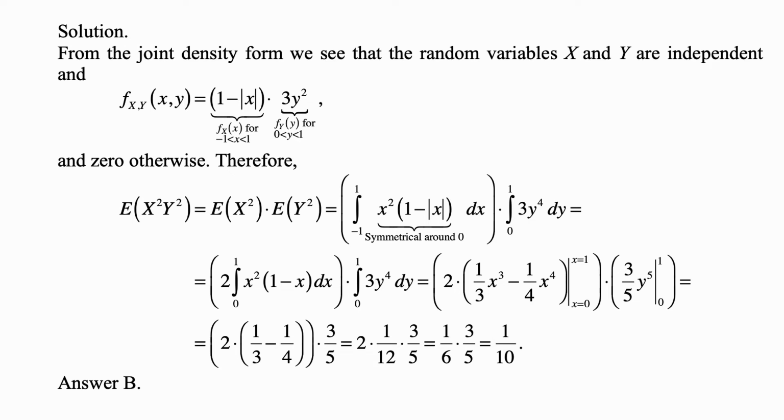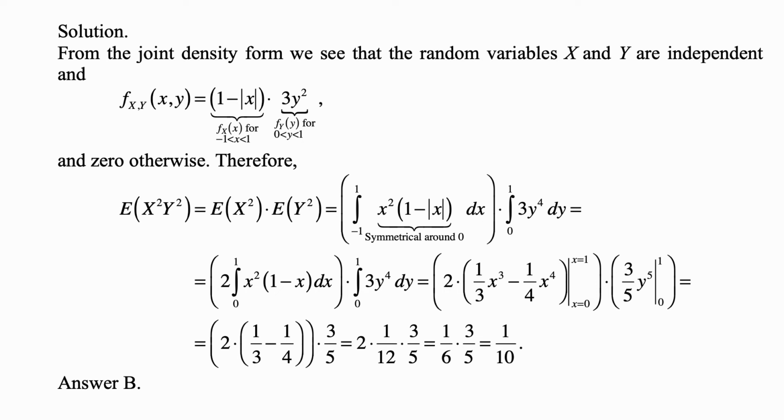Then this is multiplied by the integral from 0 to 1 of 3y to the 4th dy, which is y squared times the density of y. So the first expression is 2 times the integral from 0 to 1 of x squared times 1 minus x, because it's twice the integral from 0 to 1, because the integral from -1 to 0 is the same as from 0 to 1, times the integral from 0 to 1 of 3y to the 4th dy.